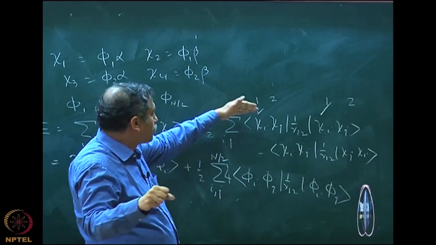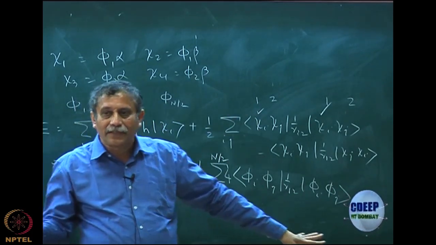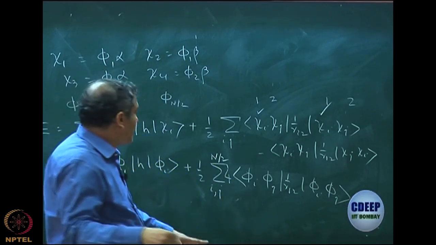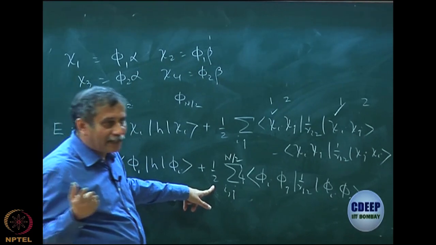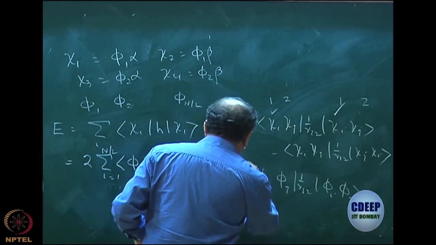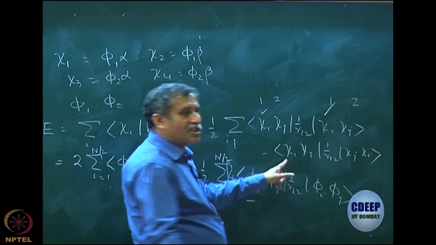Is it clear? This is again a Coulomb integral, but now in terms of space orbitals alone. That is the only difference from this Coulomb integral. Interpretation is exactly the same. But in terms of space orbital, this comes with 4 times, but of course there is a factor half. So let's not forget that. We'll bring that factor half later after analyzing the exchange part.